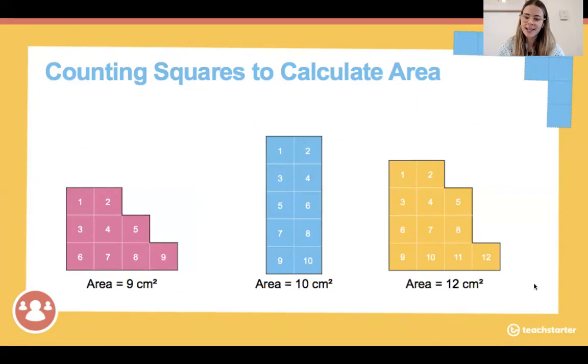There we go. You can see we were correct. There was 9 centimeters squared in the pink shape, 10 centimeters squared in the blue shape, and our yellow shape was 12 centimeters squared. Now it's really important to put that little 2 symbol at the top of the centimeter symbol, because that shows us that we are calculating area, not length. Okay, so that's very important.